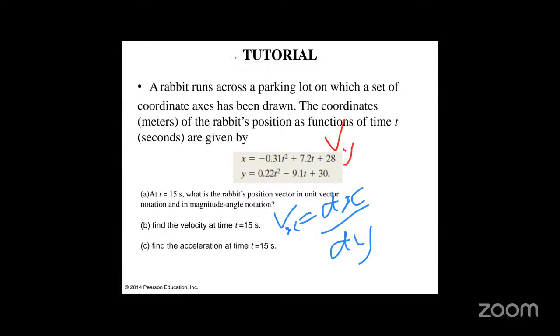Vy is equal to dy over dt. Sorry, it's dt. Vx is dx over dt, and Vy is dy over dt. So we are going to solve for Vx.